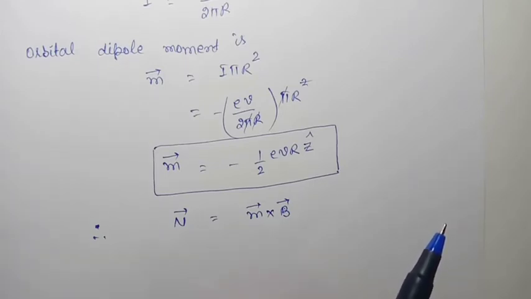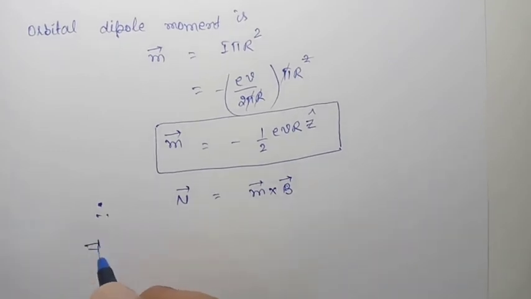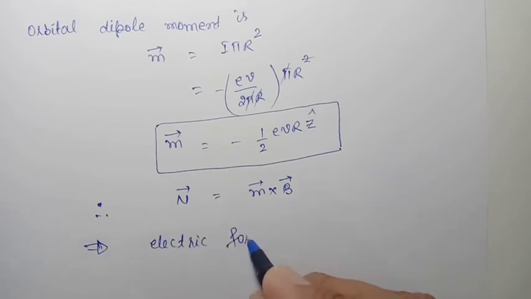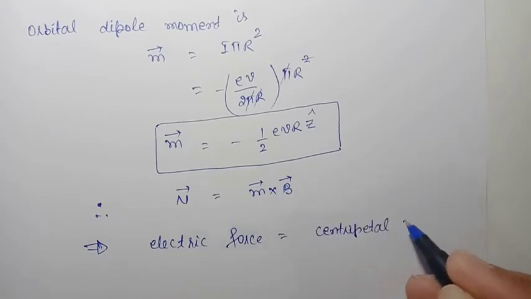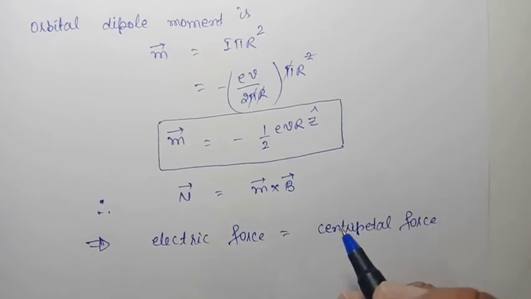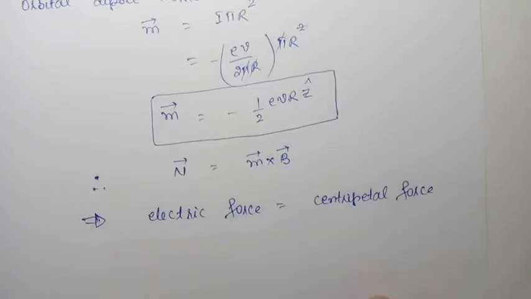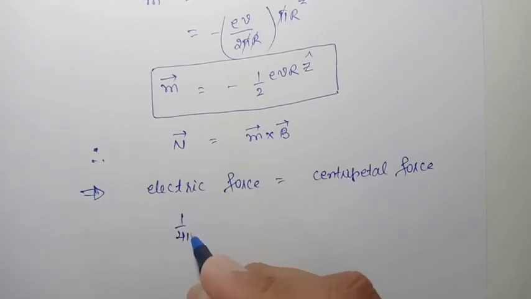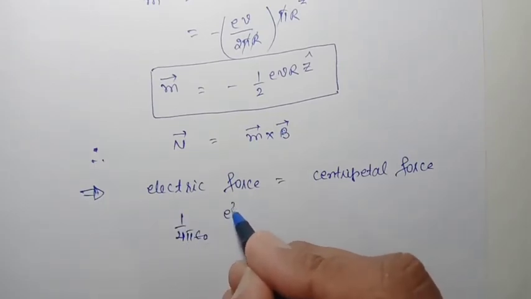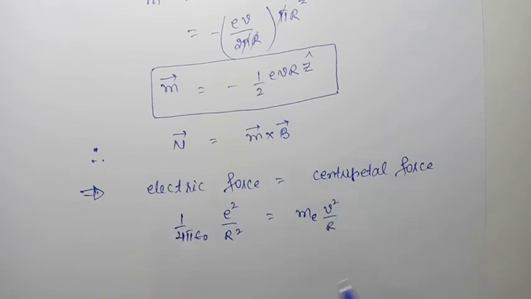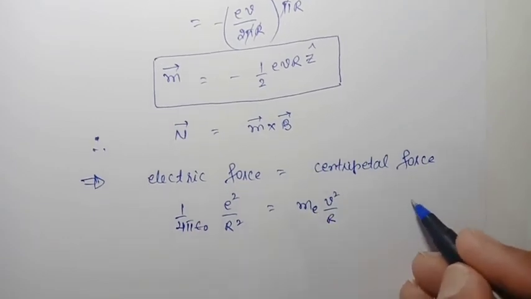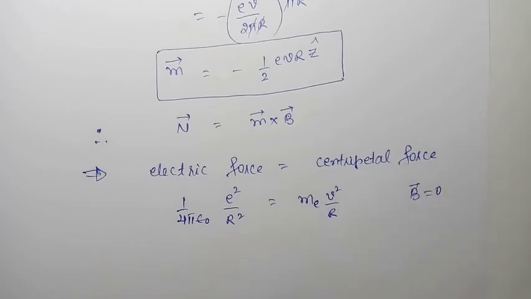Now, in the case of an atom, suppose the electric force is equal to the centripetal force. So the electric force here is equal to 1 over 4 pi epsilon naught e square over r square, and this is equal to m_e v square over r. This is the case when the magnetic field is equal to zero.